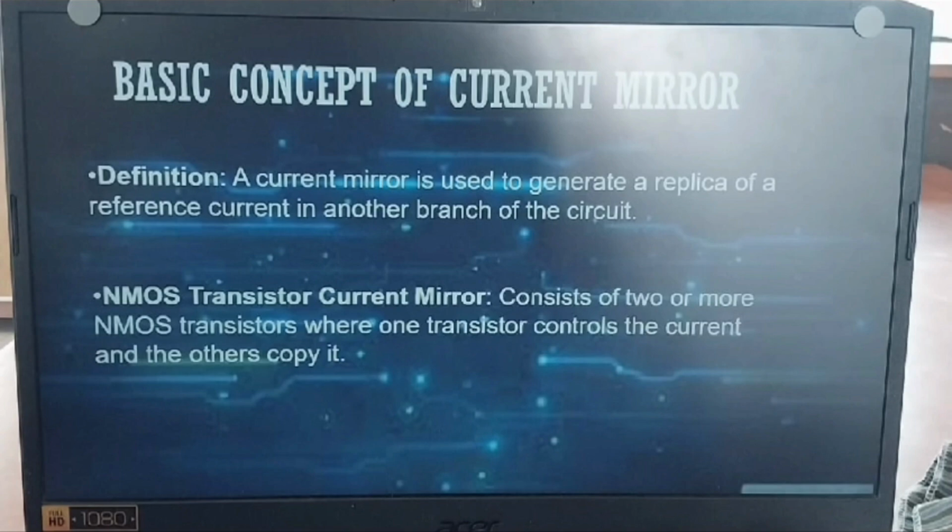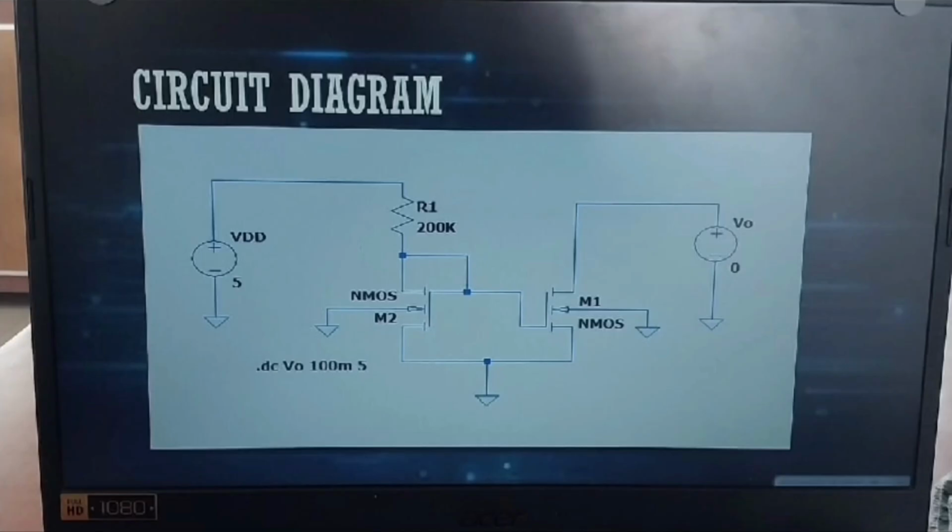Next we're going to see the basic concept of the current mirror. So the definition of a current mirror: it is used to generate a replica of a reference current in another branch of the circuit. NMOS transistor current mirror. As I said earlier, there are two transistors in this NMOS. We're going to mirror the exact same current to the other transistor. So it consists of two or more NMOS transistors where one transistor controls the current and the other copies it.